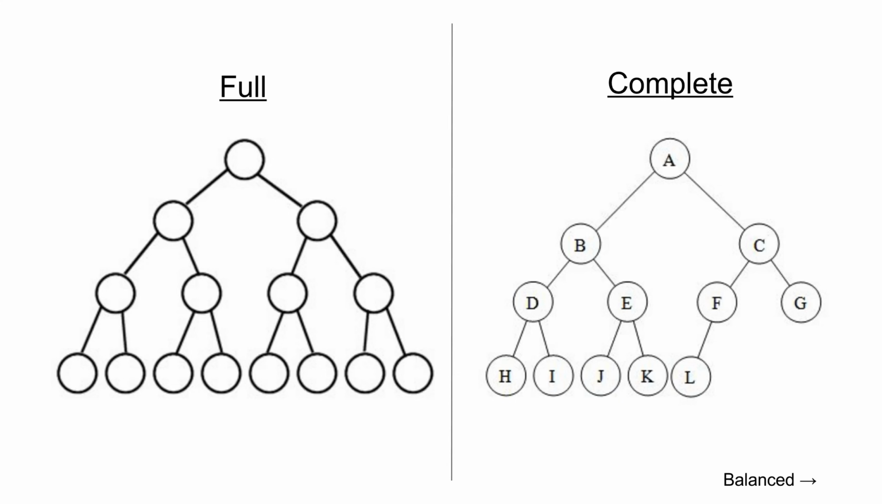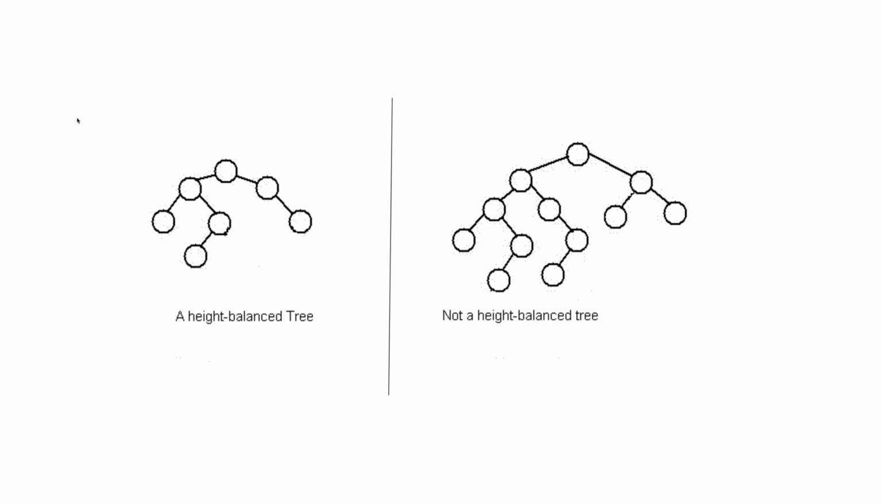In the case of the tree on the left, we can see that every leaf node is at level 4. A complete binary search tree is one where all levels of the tree are filled except possibly the last level, and if the last level isn't filled, all of its nodes are as far to the left as possible. Take note that all full binary search trees are essentially complete, but all complete binary search trees are not necessarily full. A balanced binary search tree is one where no leaf is much farther away from the root than any other leaf.